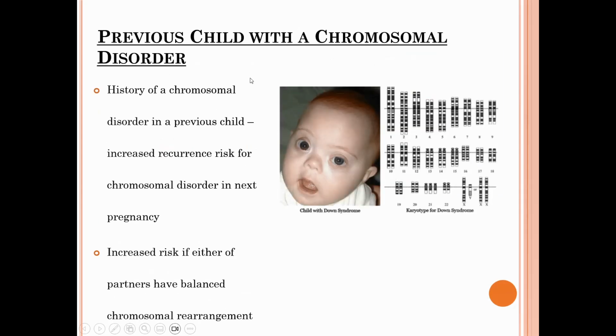Previous child with a chromosomal disorder is also an indication. So history of chromosomal disorder in a previous child increases recurrence risk for chromosomal disorder in the next pregnancy, with increased risk if either partner has a balanced chromosomal rearrangement. So here is the image of a child with Down syndrome where the karyotype is also shown, and here it is shown trisomy 21.